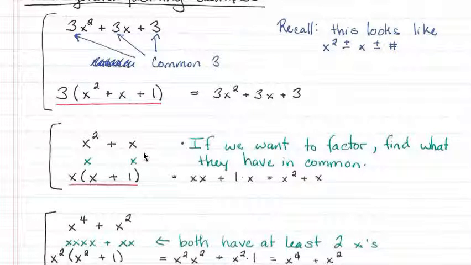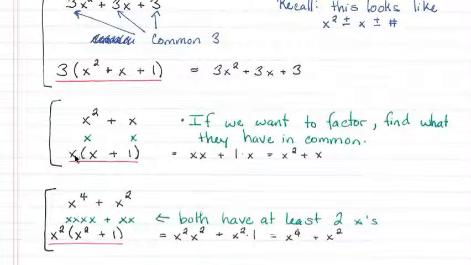Alright, second example. Right here we can see that we have x squared plus x. Remember, if we want to factor, we have to find what they have in common. We can see that both of these terms have at least one x. And again, let me say that terms are basically the things in between the plus or minus signs. So here we have one term, two term. So what do they have in common? At least one x, as you can see that I wrote in green there.